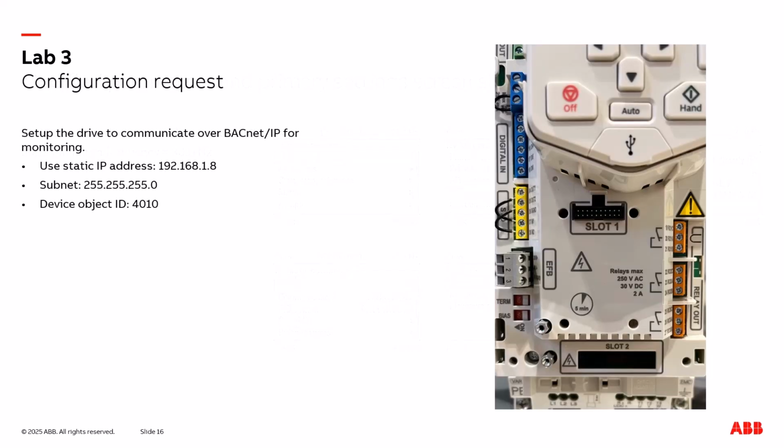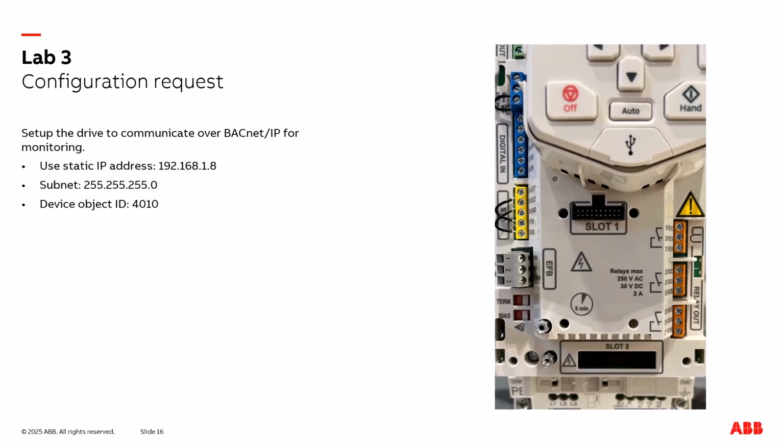Lab 3, we're being asked to now set up the drive to be able to communicate over a BACnet IP network for monitoring purposes only. This means that the drive will still be receiving run, stop, and frequency reference via hardwire, and information such as, let's say, the output frequency of the drive, what's the output current, is the drive in a fault state or not. That information can be read from the building automation system over this IP network. So that's called just monitoring.